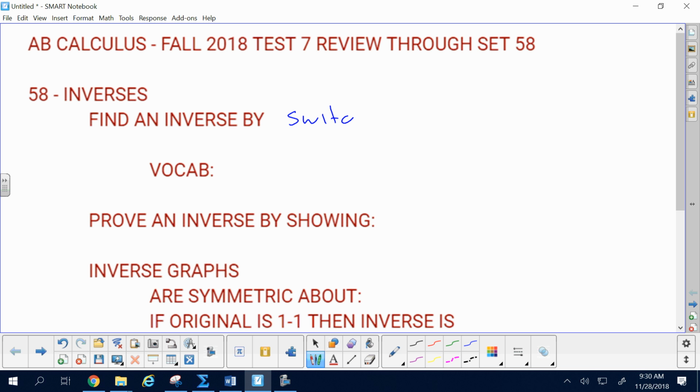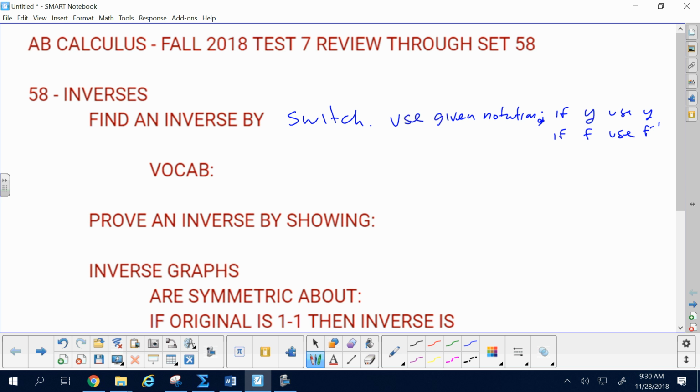Switch. Okay, now I'm going to put switch period. Because once you switch, you did find the inverse. Now, I beg you, use the given notation. By that I mean, if I give you y, use y. If I give you f, then use f inverse.